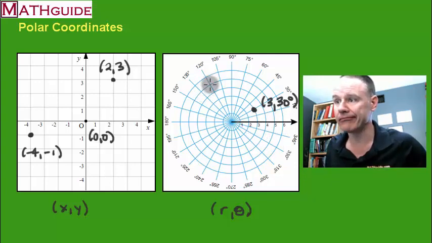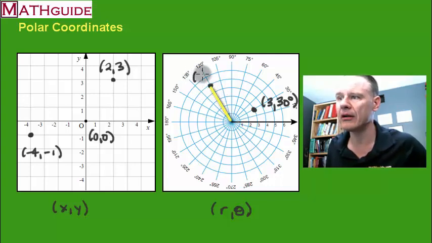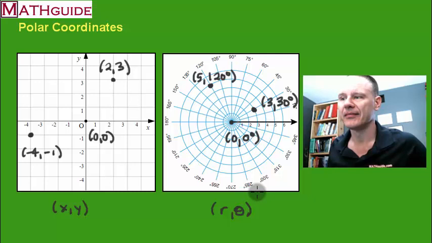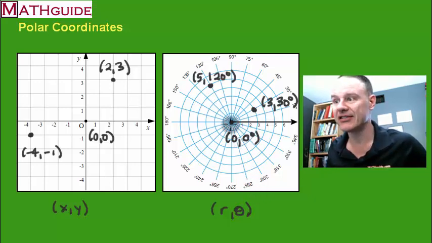So let's say you wanted to talk about this point right here. You'd say, okay, what ring is it on? It's on the 1, 2, 3, 4, 5. It's on the 5th ring, so it's 5 units away from the origin. And it's on the 120 degree line. There you go. This point right here is the origin. It's 0 units from the origin, and it's on the 0 degree line. I guess you could use any angle, really, to describe that point, because it's 0 units away, it wouldn't really matter what angle you're at.